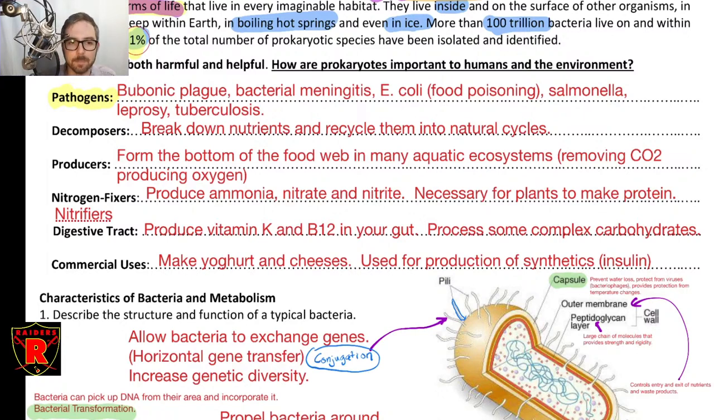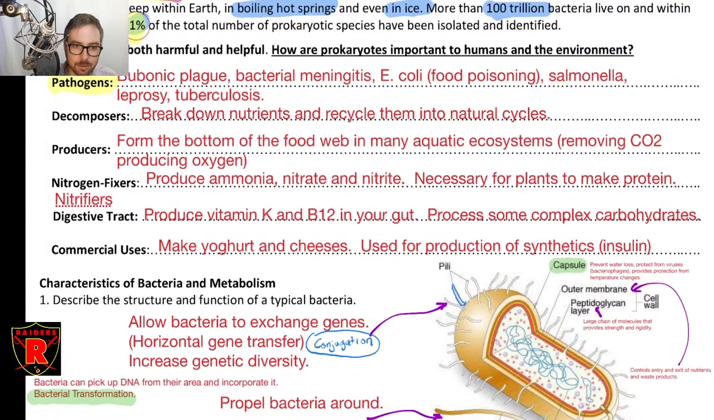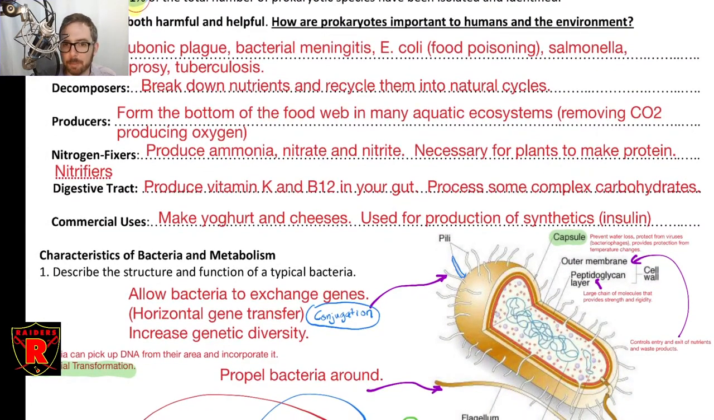But a large percentage of Earth's photosynthesis is done by prokaryotes. I mentioned nitrogen fixation already, the idea that they provide fertilizer for plants. I mean, this is absolutely essential for life on Earth.